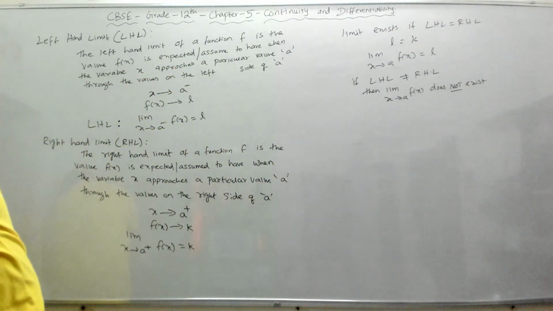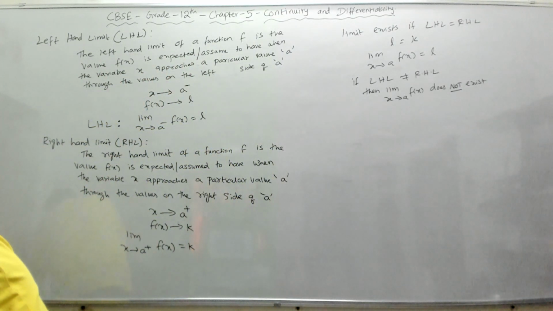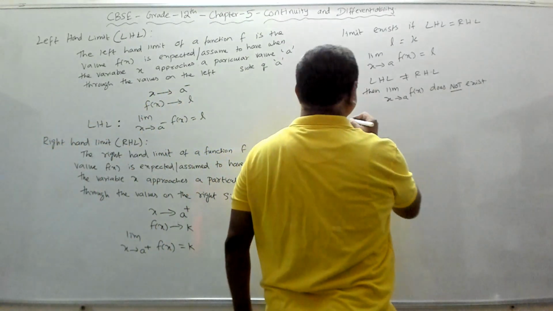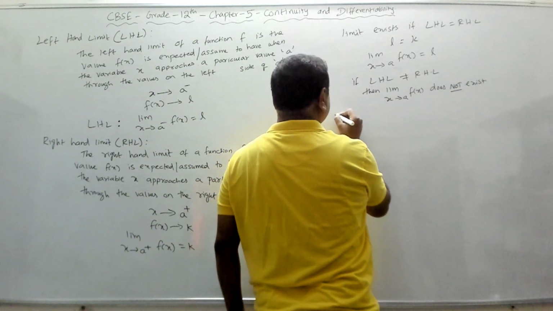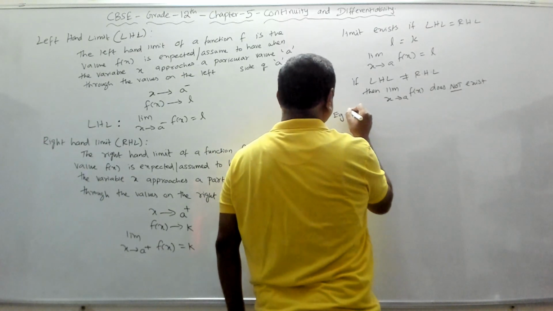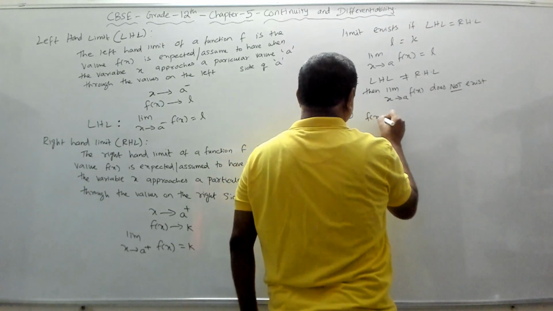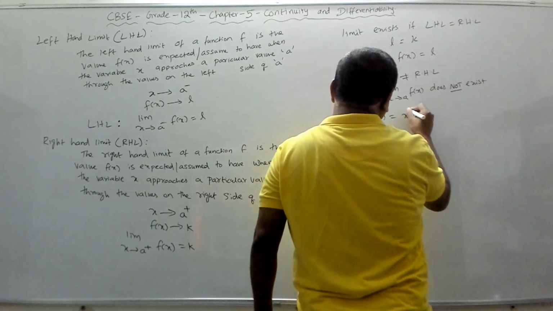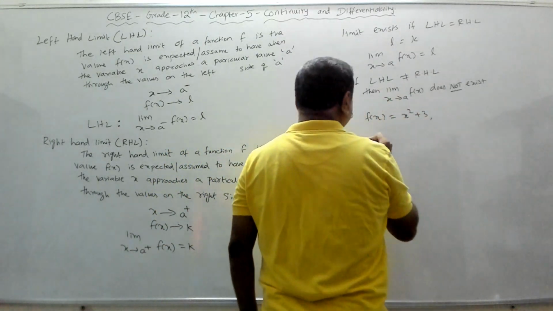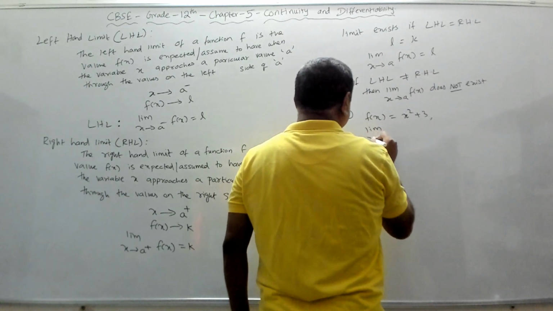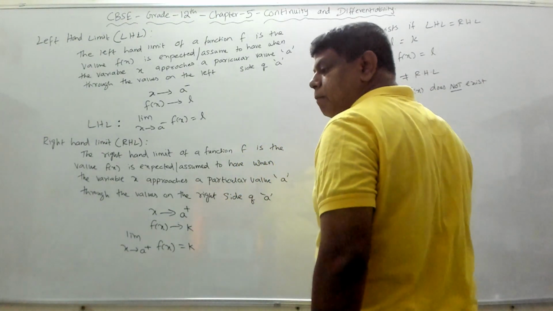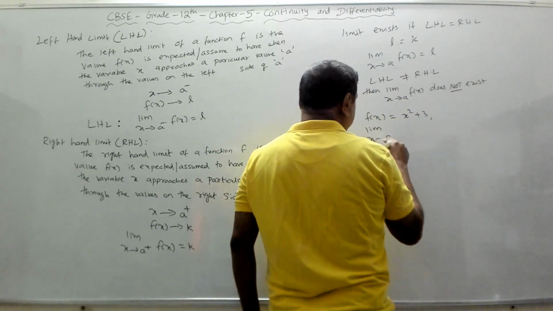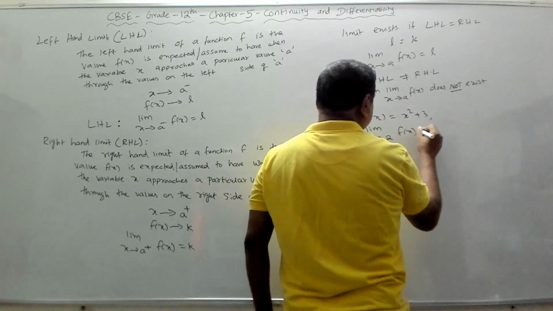Fine. So let's take an example. Example 1: suppose f of x is equal to x square plus 3. Now what we should find? We should find limit, suppose x goes to any value, say x goes to 2. Limit x goes to 2, f of x is what? That's the question.